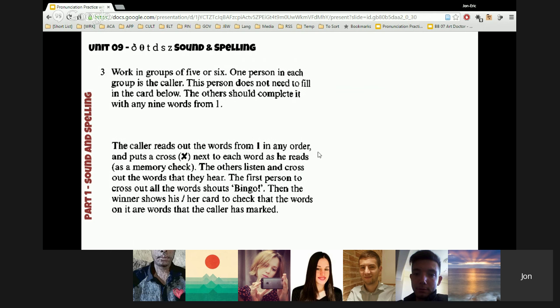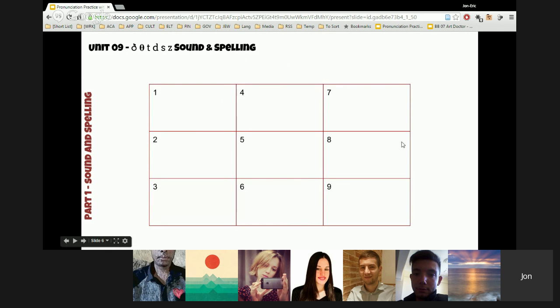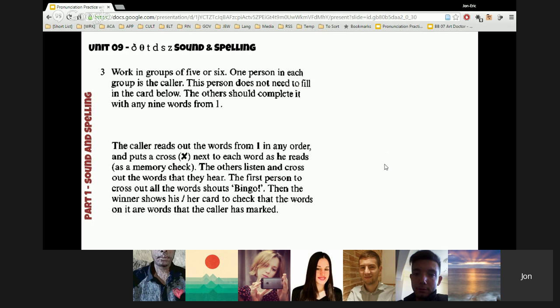Here's what you're going to do. I'm going to give you an empty square like this. It's numbered from 1 to 9. Okay, it says to work in groups of 5 or 6, but we can't do that in the classroom. So we'll just have one person be the caller. This person does not need to fill in the card that you're going to see below, but others should complete it with any of the 9 words from 1.